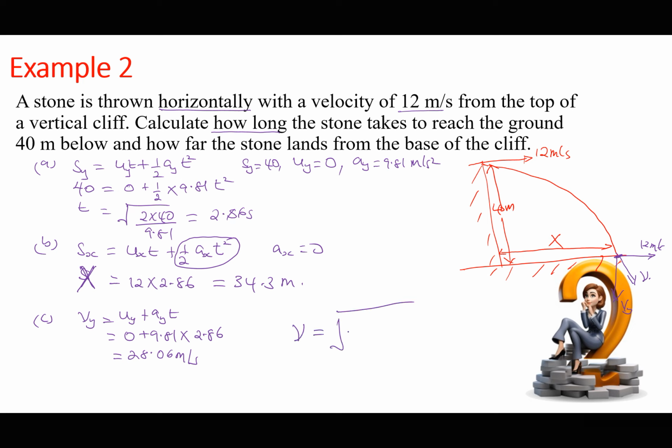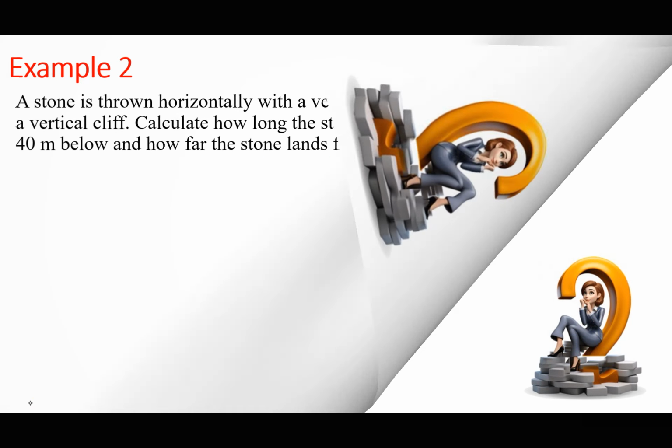So the resultant velocity with which it hits the ground is going to be the square root of 12 squared plus 28.06 squared, which gives us 12 squared plus 28.06 squared. Then root of the answer. So this is 30.5 meters per second. That is the velocity with which it hits that point, the ground.